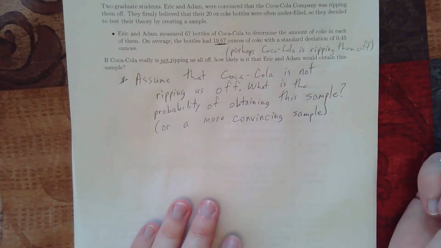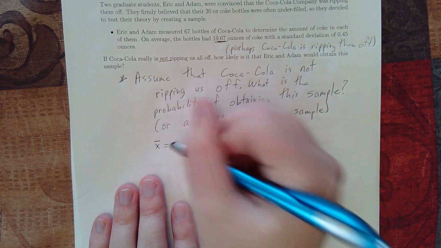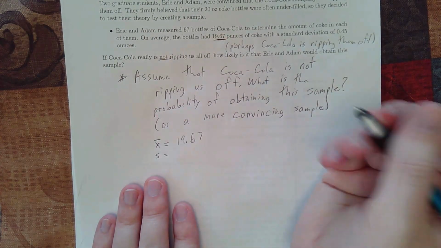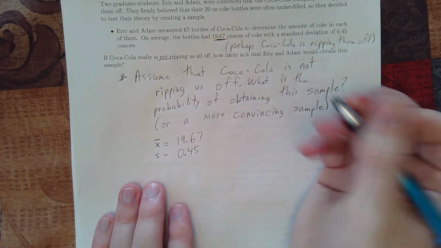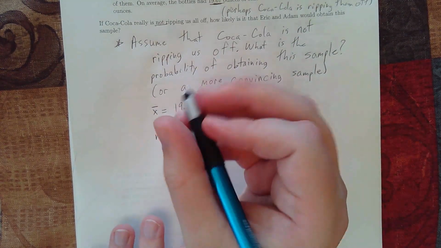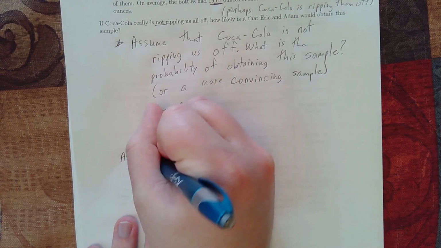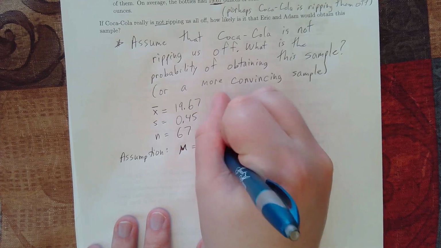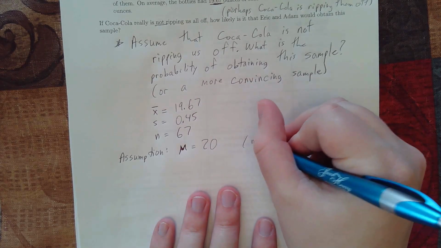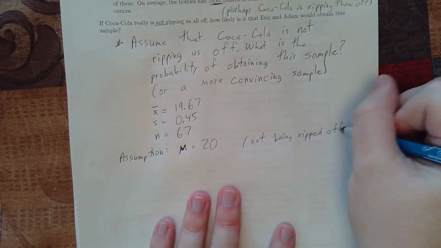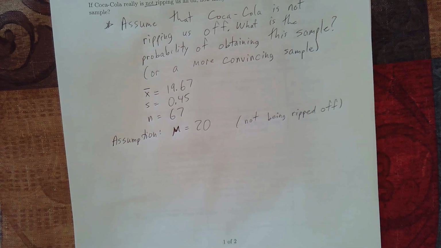Let's review the information we have. We know that our sample mean, X bar, is 19.67, our sample standard deviation S is 0.45, and our sample size is 67. Now, the thing we're assuming is that our population average is 20 ounces. This is the assumption that we're not being ripped off. It could just be that some of their bottle machines are underfilling a little bit, but maybe it's not true for all of the bottles. So we need to test this assumption.